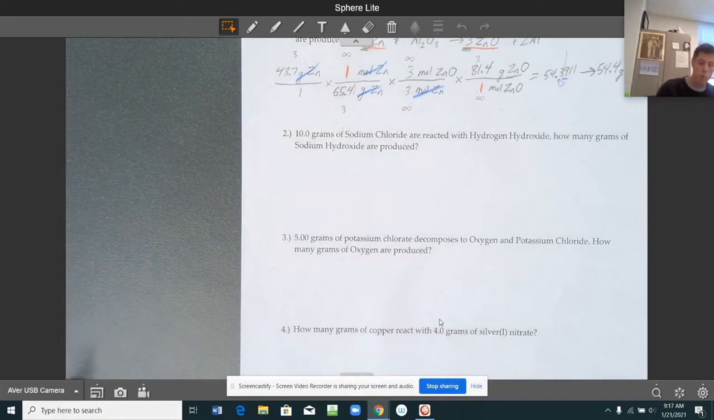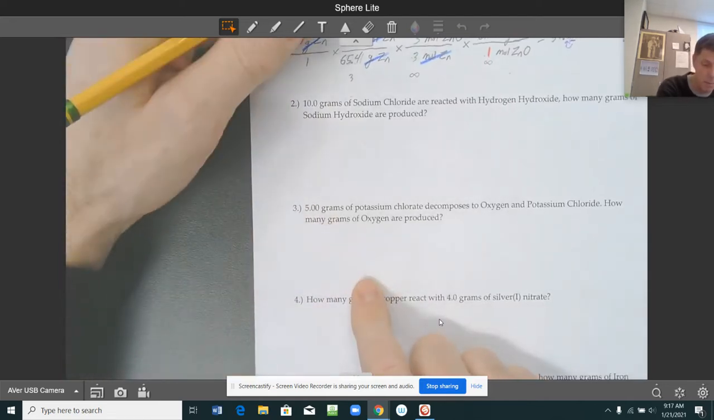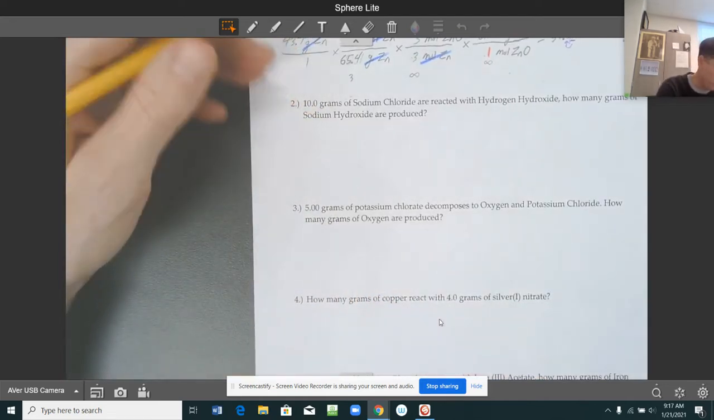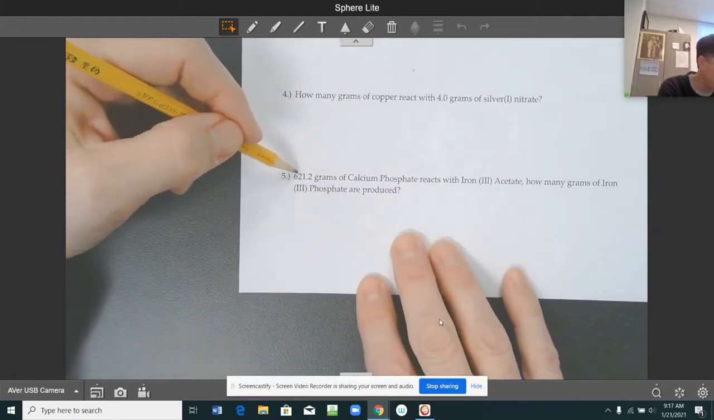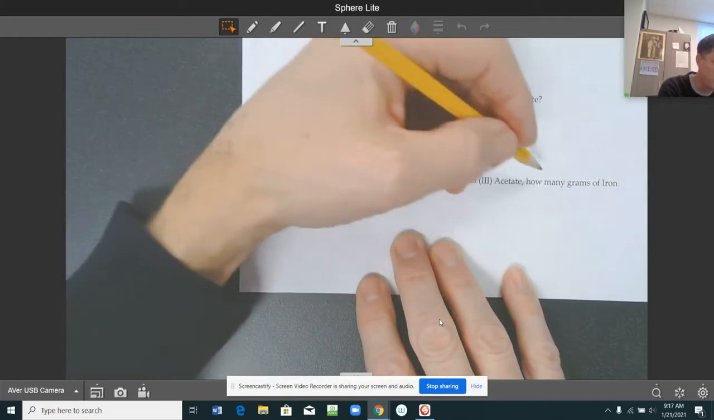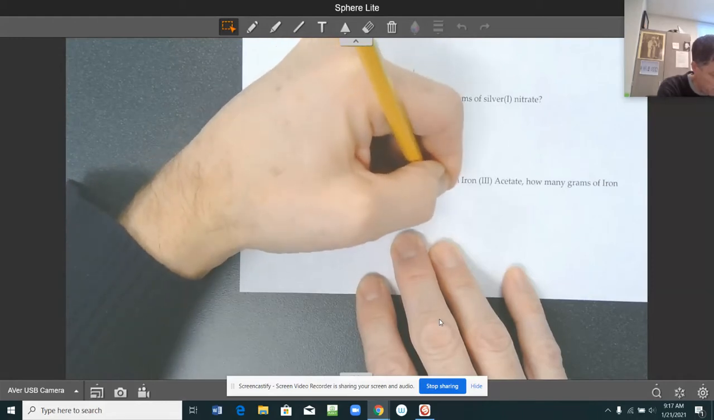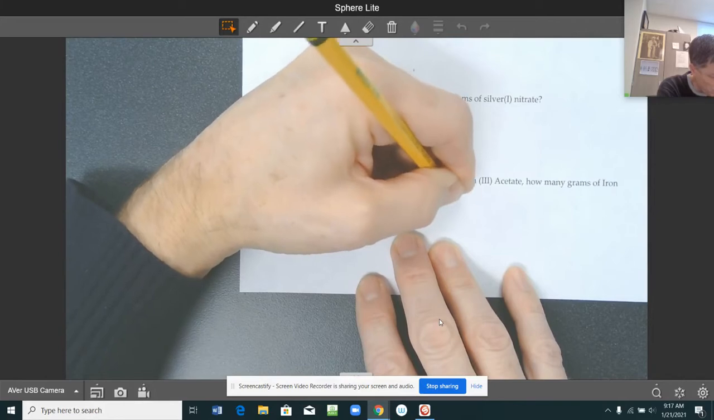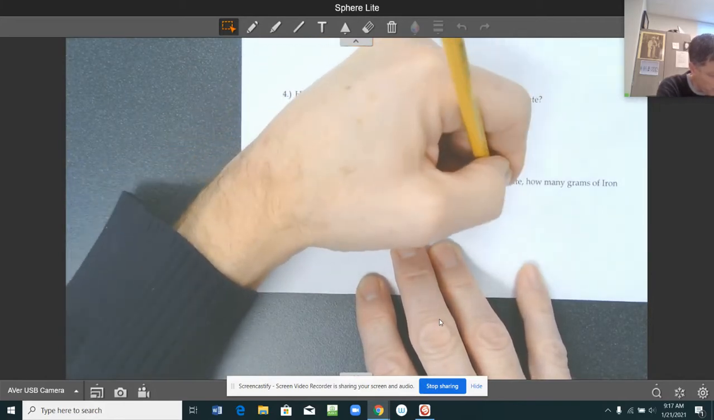So real quick, we're going to work out another one because there's one thing I wanted to show you, and it may not be what you think. Okay, so we're going to jump down here to the very bottom one. 621.2 grams calcium phosphate reacts with iron 3 acetate. How many grams of iron 3 phosphate are produced? So go ahead and get your stable compounds. I'm going to shortcut it with the assumption that you guys could do this on your own.